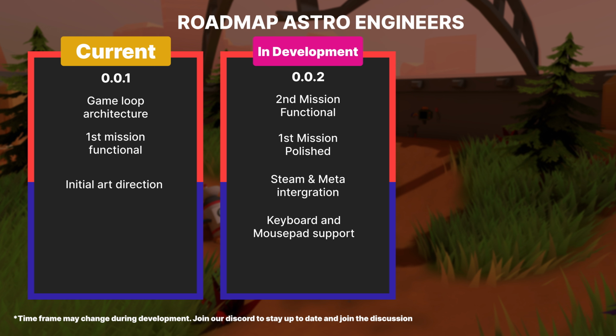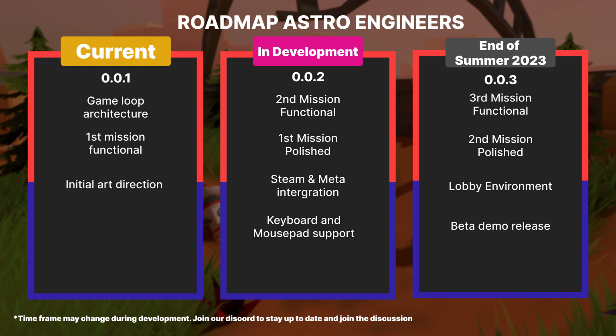Also, gaming platforms like Steam and Meta's platform will receive support to make testing easier for all players. For our future 0.03 version, we hope to do a demo release at the end of summer which will contain all three missions with a better lobby experience.